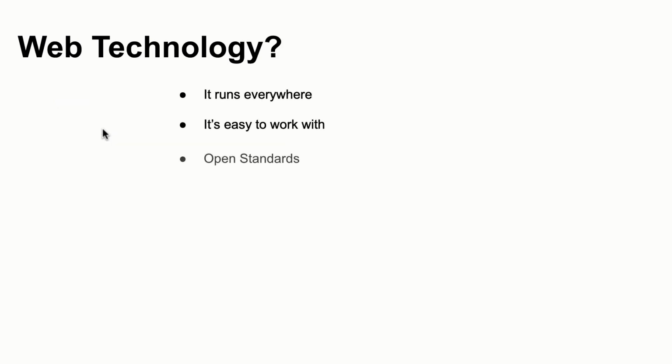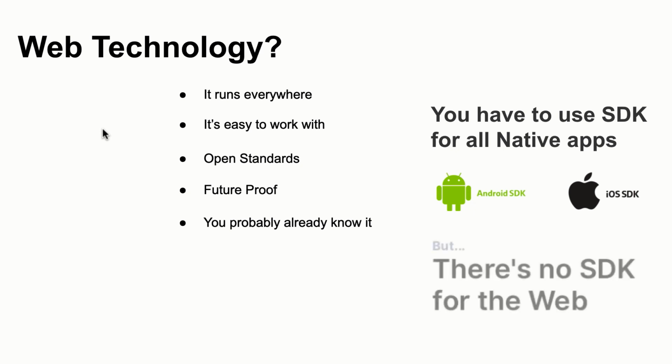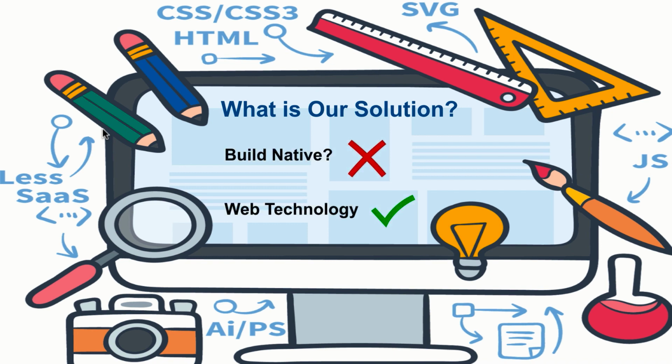Web technology involves the use of HTML, CSS and JavaScript. It runs everywhere. It's easy to work with. It's open standard and future proof. Most importantly, you probably already know it. Also, you have to use an SDK for all the native apps, but there is no SDK for web. So what is our solution? Building native apps or web technology? Yes, our solution is web technology and it works based on web components.